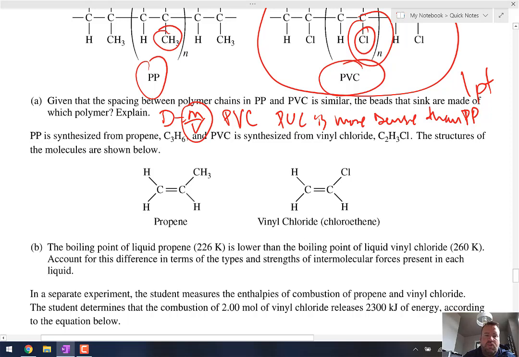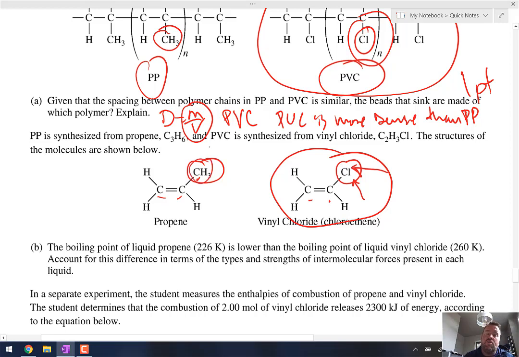Okay, so first of all, we should look at this and go, yes, they are both slightly polar, but this one has 1, 2, 3 carbons. This has 2 carbons and a chlorine. That chlorine throws off the symmetry more than the CH3 does. So this one is slightly more polar, and this one's going to have a larger electron cloud because, again, chlorine has a lot more electrons than CH3 does.